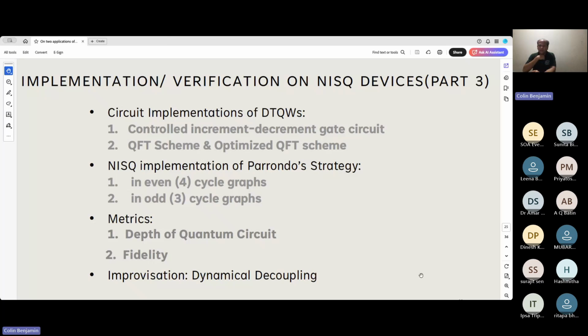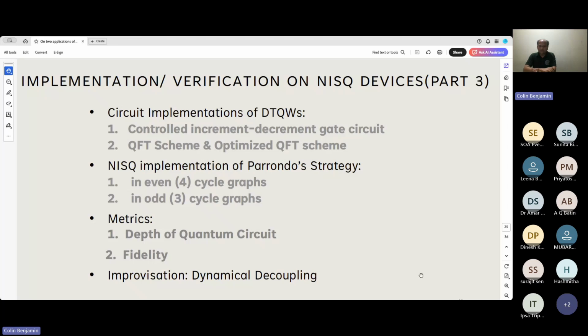I will talk to you about the circuit and how we do it for both even and odd cycles, and what the metrics are. So there are two metrics. One is the depth of the quantum circuit. The lesser the depth, the better, because each layer of depth increases errors and other things. So we want the depth to be lower.